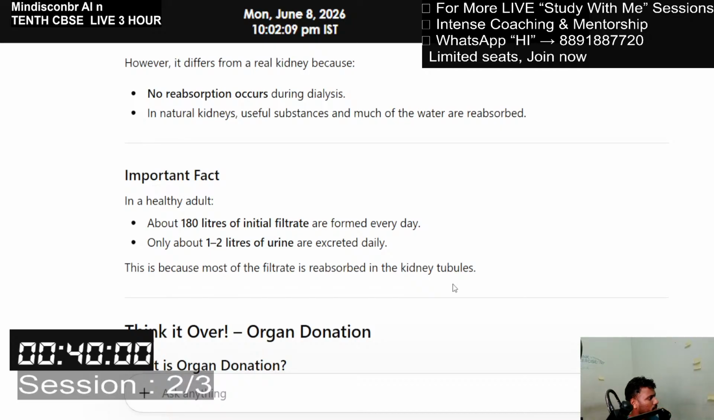Look at the capacity of kidney tubules. About 180 liters of initial filtrate are there, but out of this 180 liters, only 1 to 2 liters of urine are excreted daily. That means nearly 170 to 175 liters are reabsorbed in the kidney tubules.